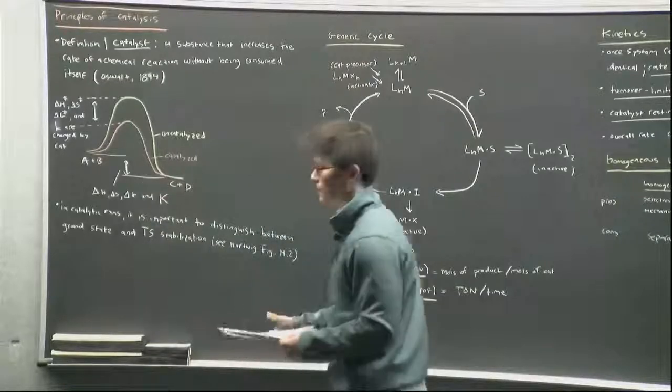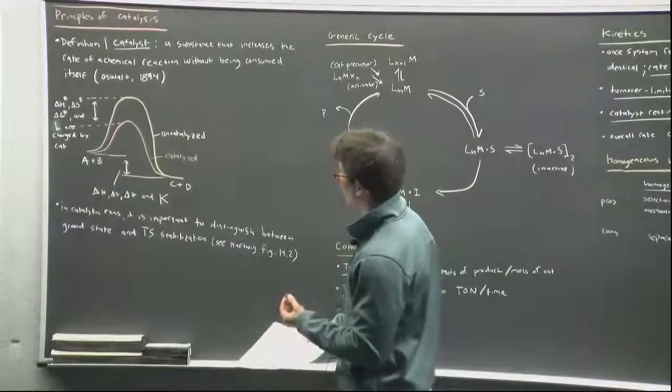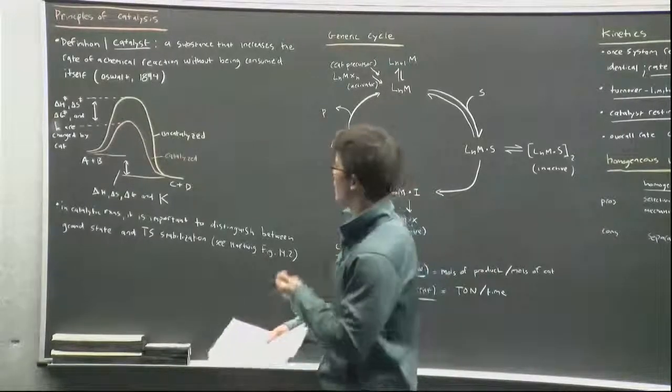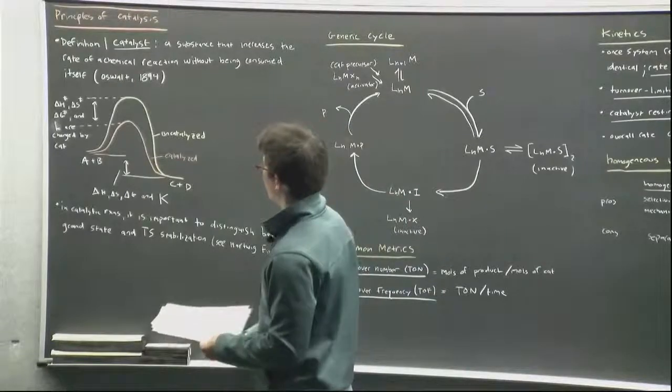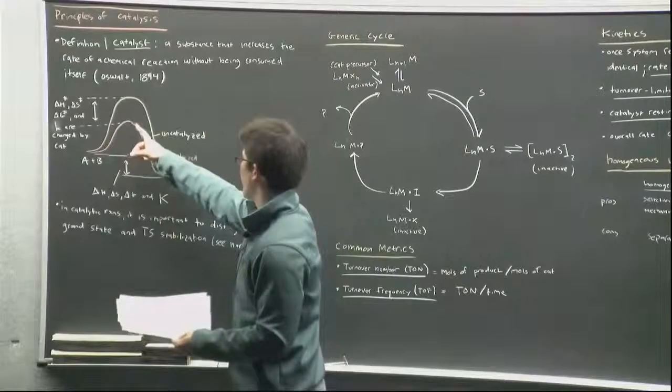So typically the catalyst is going to coordinate to the starting materials, facilitate formation of some kind of intermediate, and then dissociate to the product. And so the overall effect is that this will lower the activation barrier.